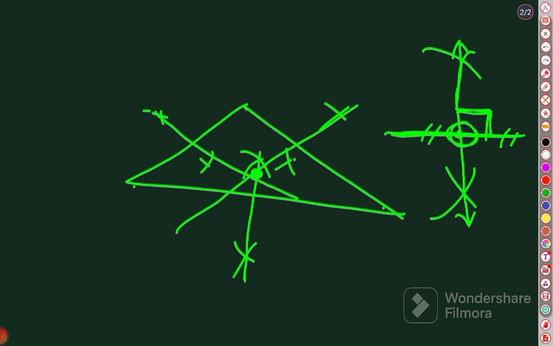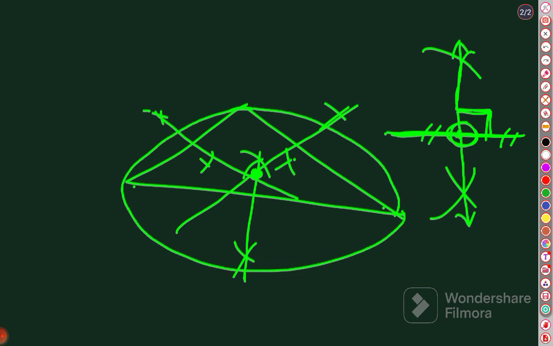Why is this called circumcenter? Because if you draw a circle taking this point as center, you will get one circle around the triangle. Circumcenter means the circle circumscribes the triangle, outside the triangle, and incenter means the point is the center of the inscribed circle. That is why it is incenter, and this is circumcenter.